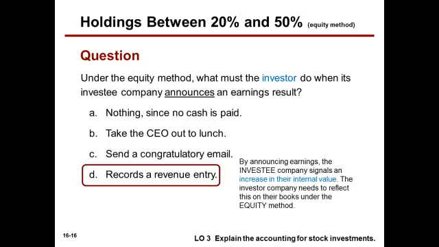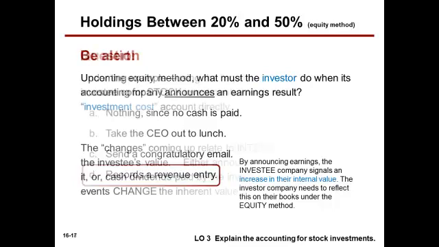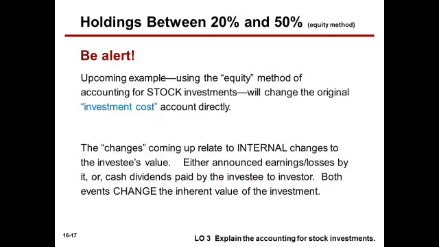By announcing earnings, the investee company signals an increase in their internal value. The investor or company needs to reflect this on their books under the equity method with a journal entry. Now stay alert here.